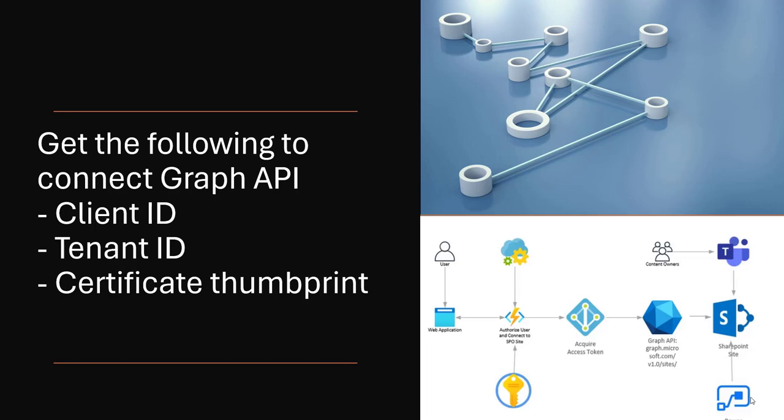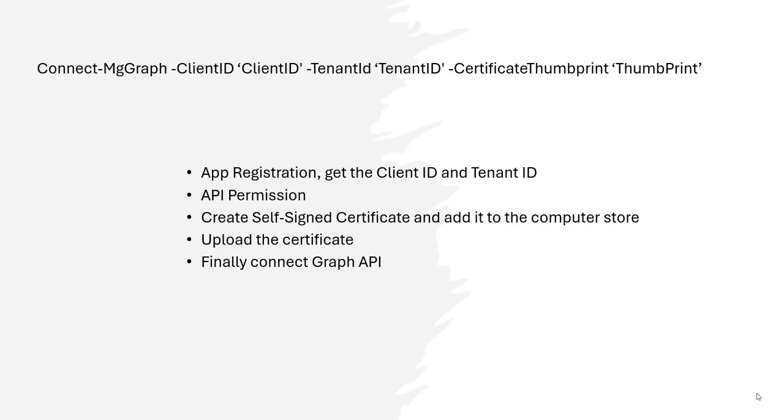Hello, in this video we are going to connect to Graph API using client ID, tenant ID and certificate thumbprint. These three things are necessary in order to connect to Graph API. Let us take a look at how we get the client ID, tenant ID and certificate thumbprint step by step. In the previous slide I briefly talked about the introduction.